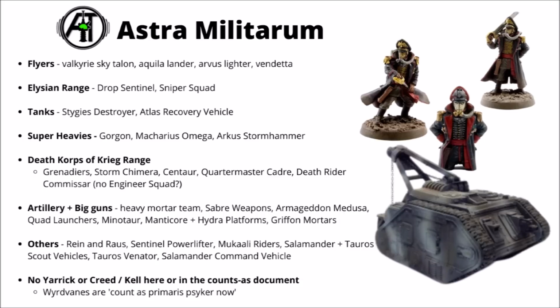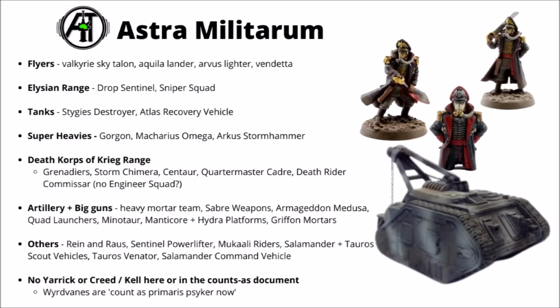Ryan and Rouse from the Blackstone Fortress set, the Rattling Twins, the Sentinel Powerlifter with its close combat attacks that are now Strength 10, variant riders, the Mukali Riders, which I believe were a Talon unit, and a few Salamander and Taurus vehicle variants. Perhaps notable exceptions that don't appear to be either on the Counts As list or with an actual datasheet of their own are Commissar Yarrick and Creed and Kell.